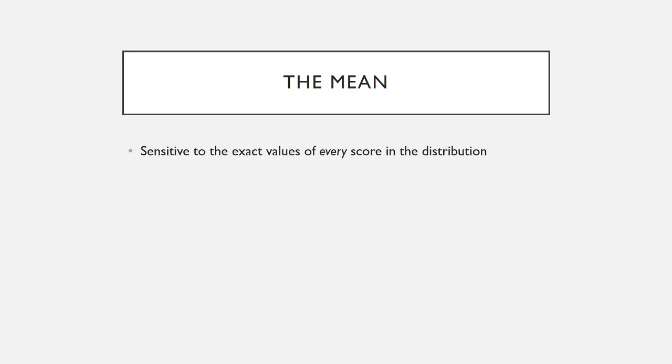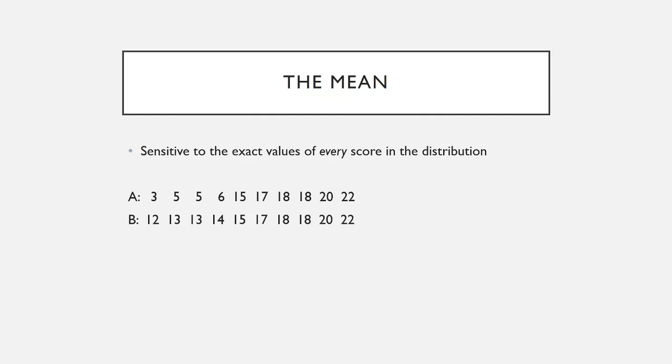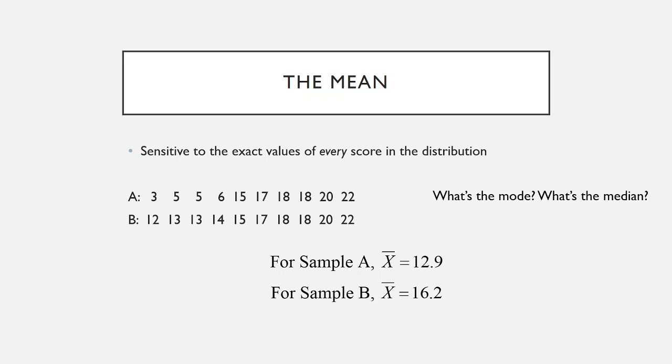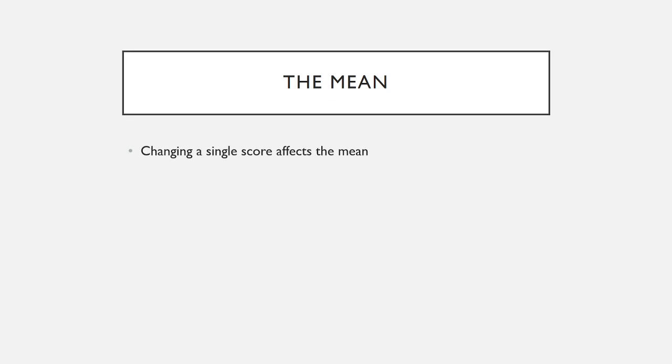So the mean is sensitive to the exact values of every score in the distribution because, again, it's mathematically derived by summing up every single score and then dividing by the number of scores. Whereas these two data sets that I just showed you have the exact same median despite being very, very different, the mean accurately captures just how different those data sets are. The mode and the median, on the other hand, would be the same, and as such, the mean for these two sets of data is doing the best job at accurately capturing what's going on with these two sets of scores.